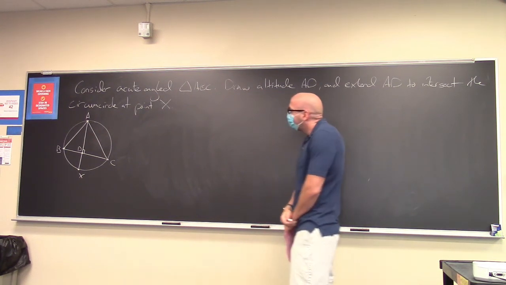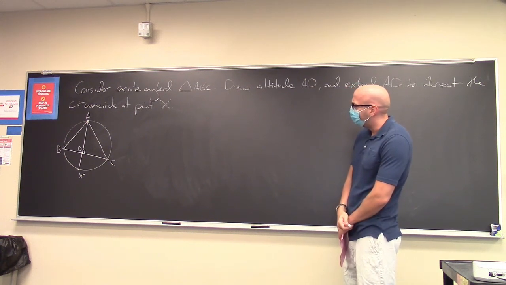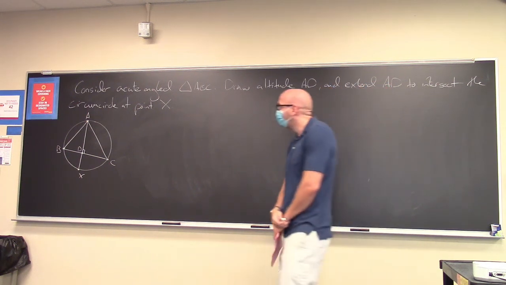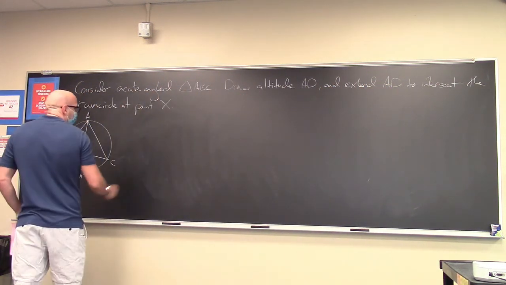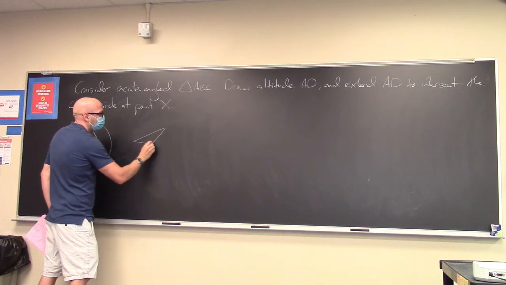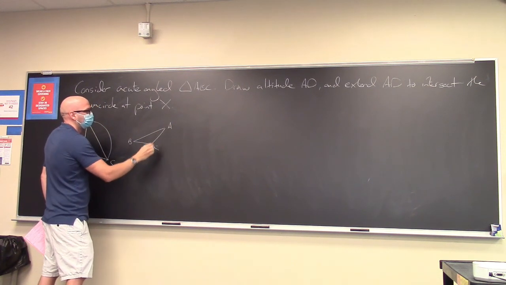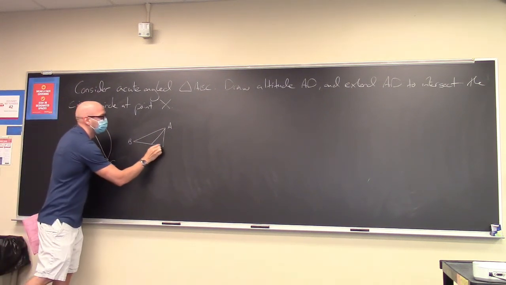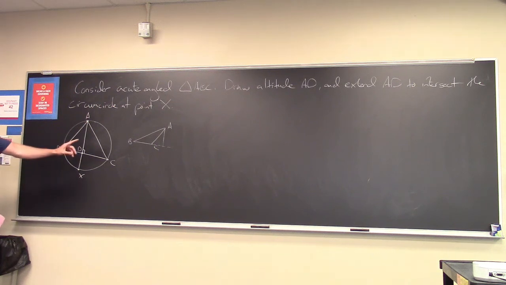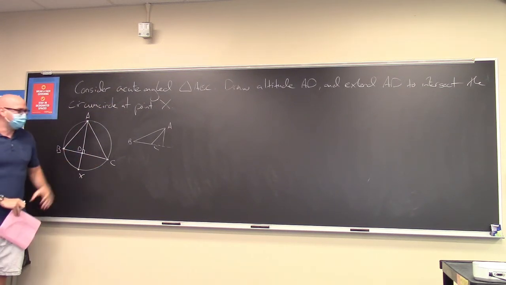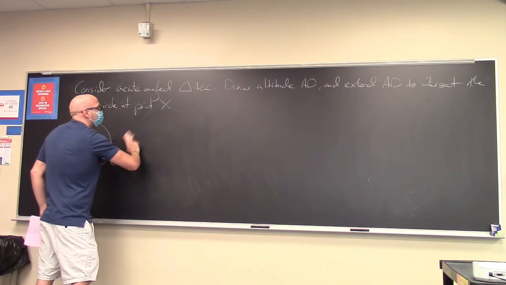How do I know that my altitude actually passes through BC? Remember, you can have triangles that look like this. Here's A, B, C, and if I draw an altitude from A, well, that doesn't pass through BC. So why does that not happen here? You would need angle C to be greater than 90. Yeah, so because it's an acute triangle, it has to pass through BC. So that's not a problem.